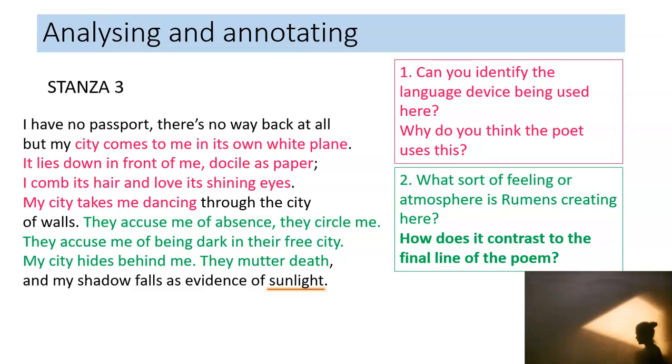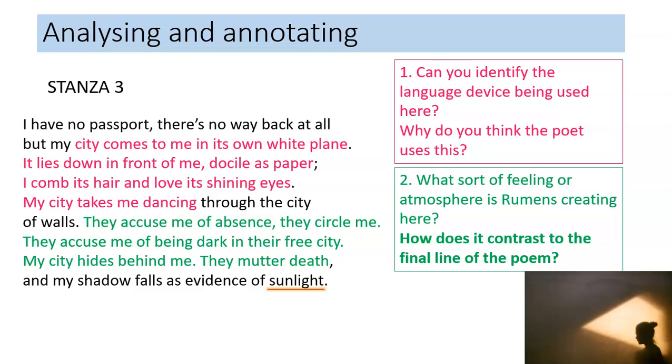Could they be the new people that she's met in her new city? She says they accuse me of being dark in their free city, which is what makes me think she's talking about how she feels like an outsider. She doesn't feel like she fits in her new free city, and she feels like she has to defend herself and defend the place that she comes from.